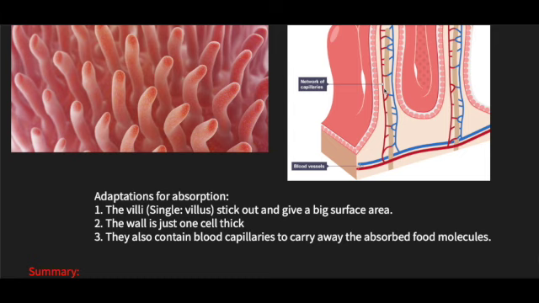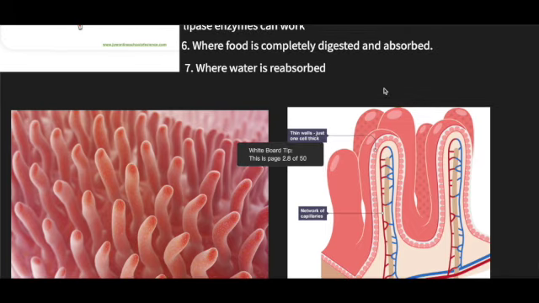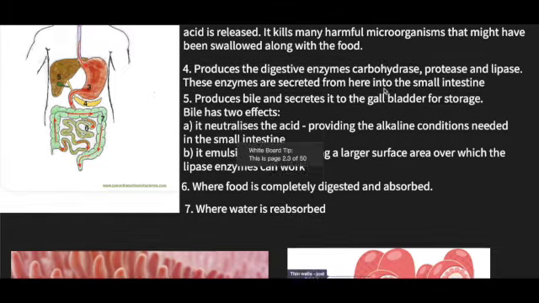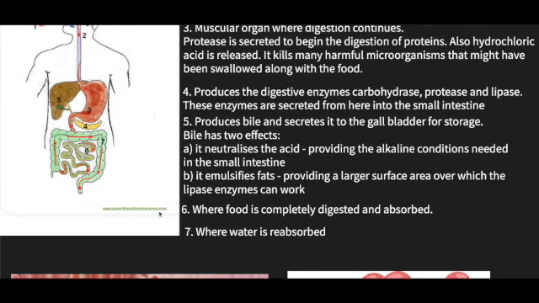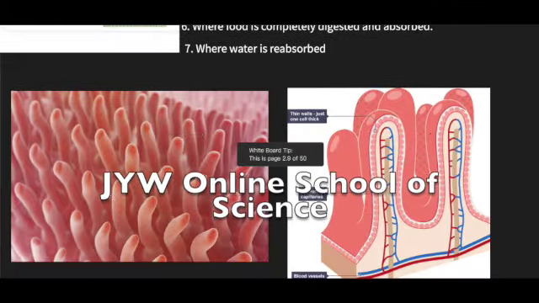So that's absorption, right? So the food will be completely digested and absorbed in the small intestine. And then the rest will go into the large intestine. Now, the large intestine also absorbs some water. So the extra water will be absorbed in here, and then the rest of the waste will be got rid of.